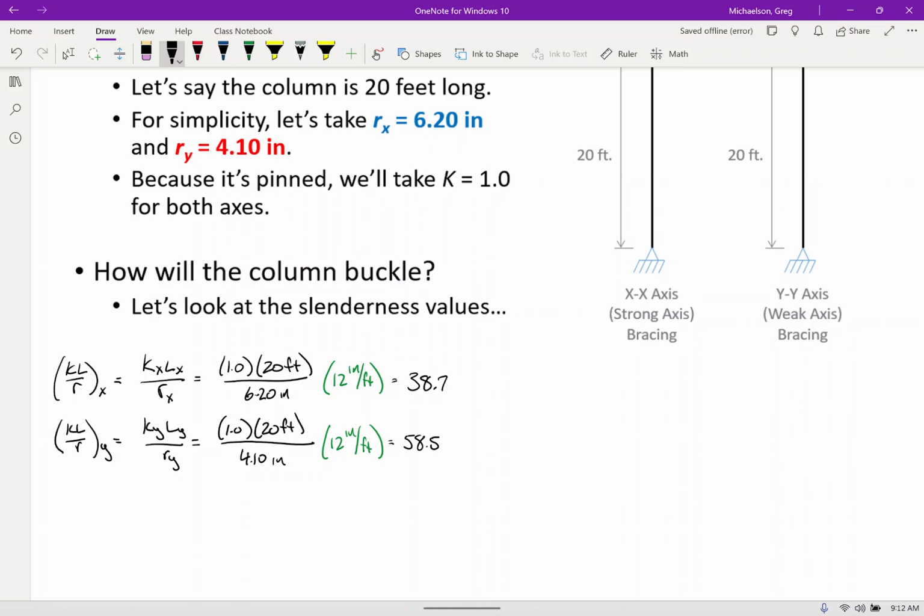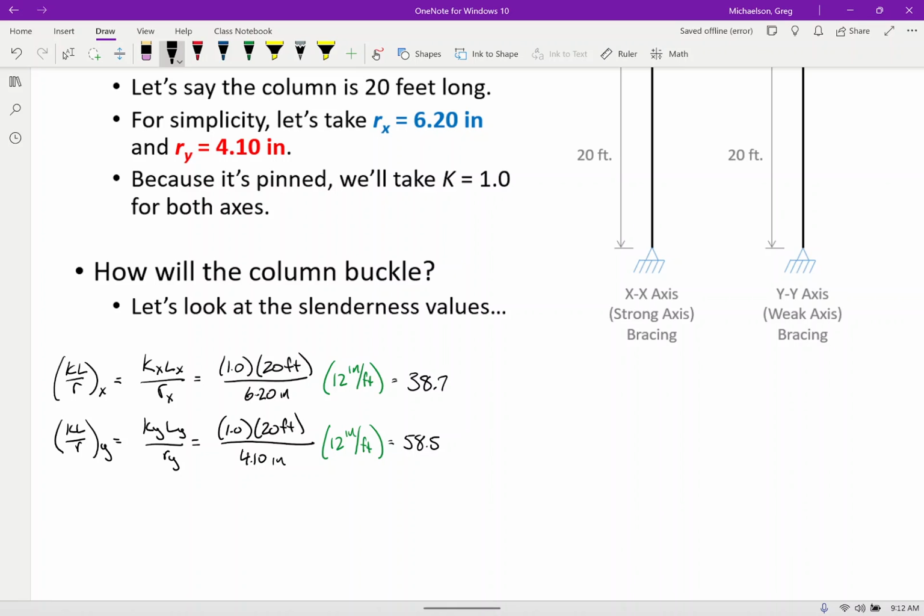Okay, so here's my point. Let's go back to what I was saying here. As KL over R increases, capacity decreases. Why? Because KL over R is a measure of flimsiness. That's what slenderness is. It's how flimsy the element is across a given axis.